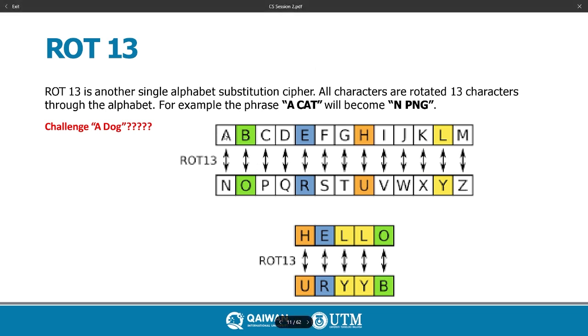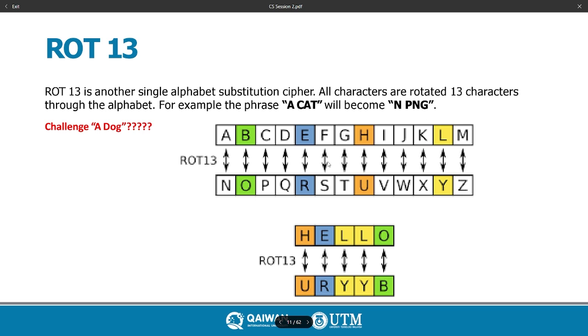Because you see, it would be 1 2 3 4 5 6 7 8 9 10 11 12 13. However, we have something that we need to tell you: an array starts from 0, not from 1. So if we say 0 1 2 3 4 5 6 7 8 9 10 11 12 13, 13 would be in here. Okay, now 13 would be N. Now A would be N, and C would be P. A would be N again, the T would be G.